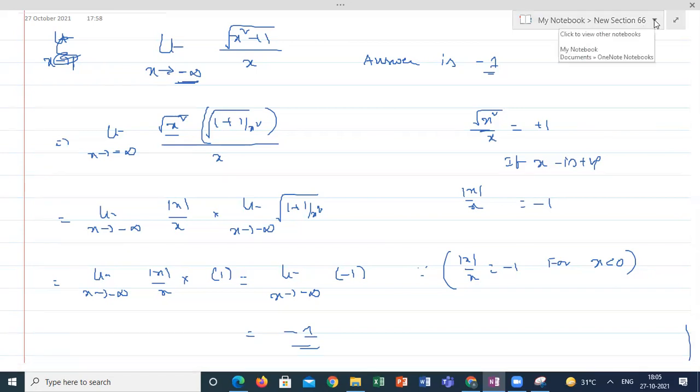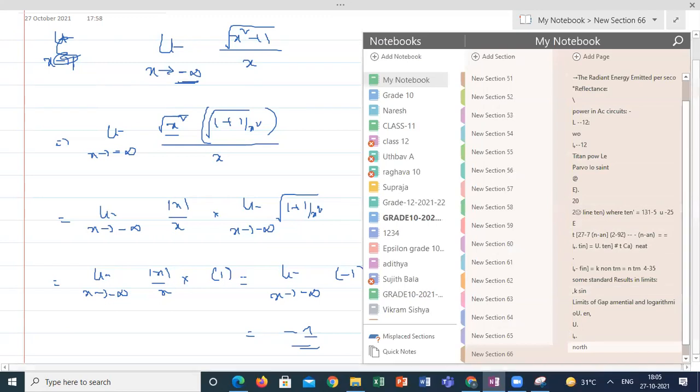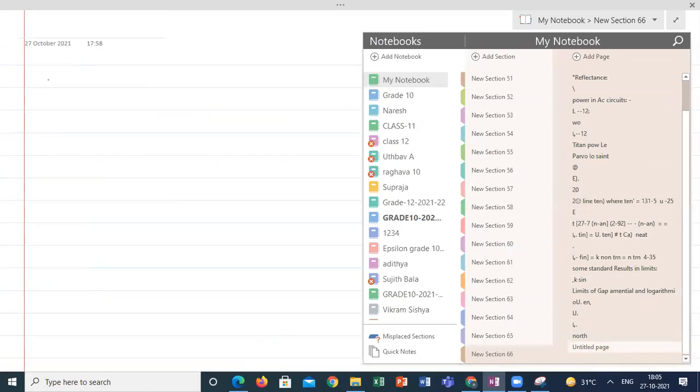One last question. One more last question. Evaluate the limit n tends to infinity of sigma n cube by n power 4. Calculate and let me know what the answer is.